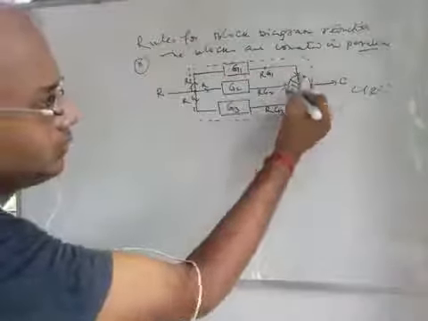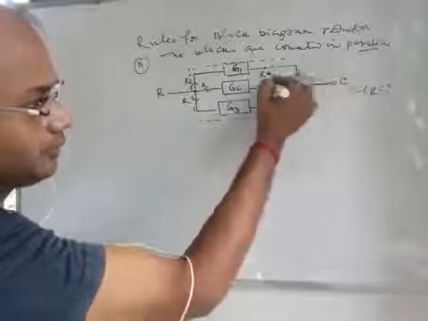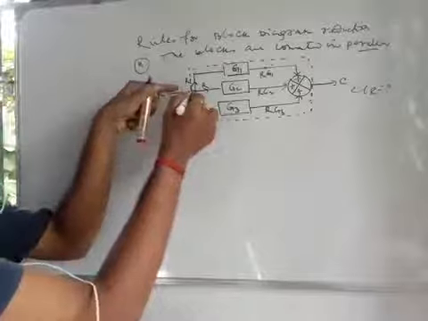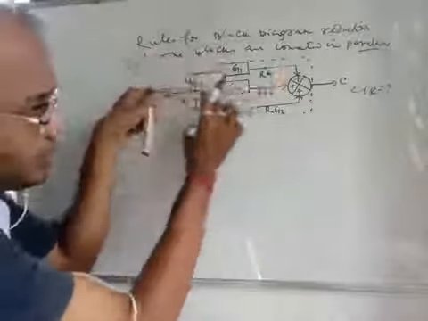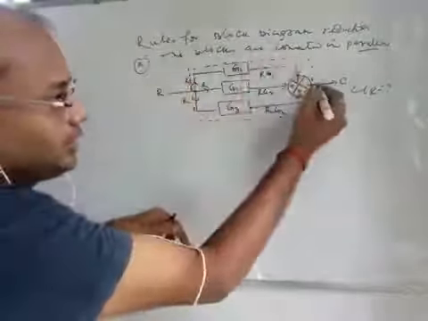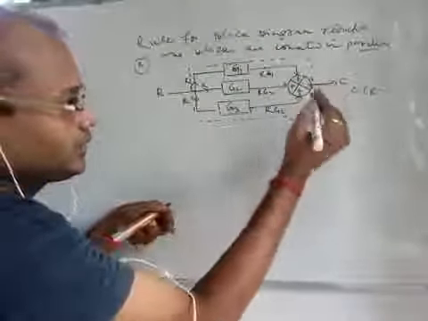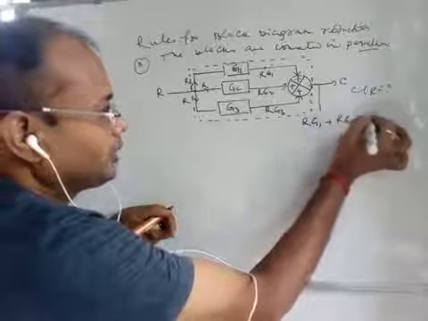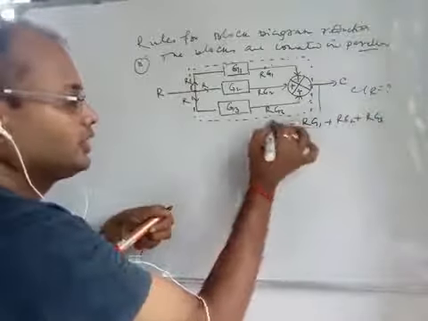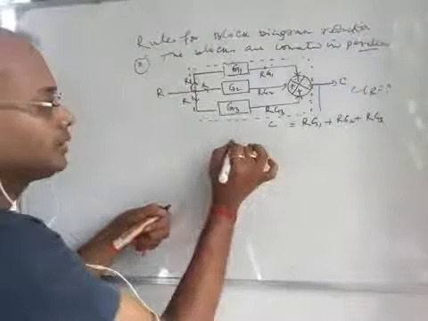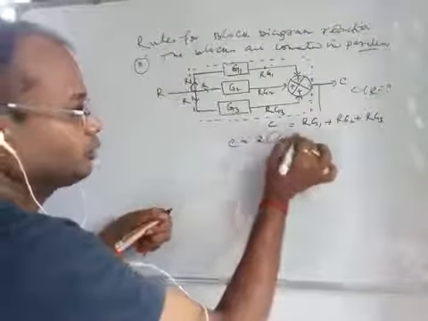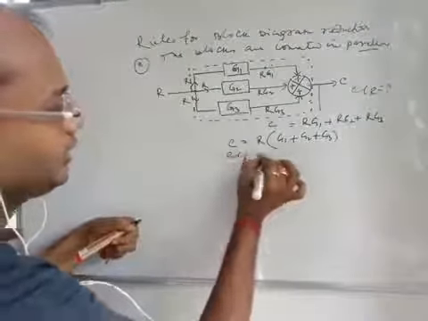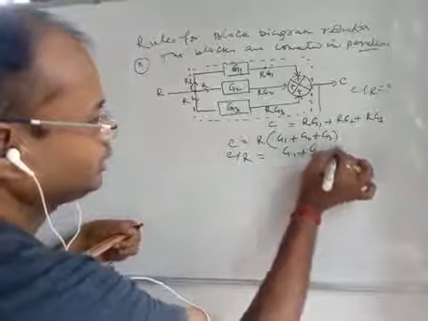Now, see this block, all the signals are coming from a single direction. That means branching is there. There is a branch, and they are going to the same node, right? So here all the signals will be summed up. What is this? R into G1 plus R into G2 plus R into G3. That means this is your C. So C is equal to R times (G1 plus G2 plus G3), right? So you get C by R is equal to G1 plus G2 plus G3.